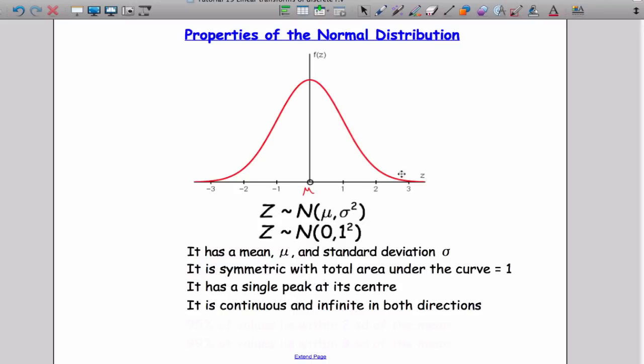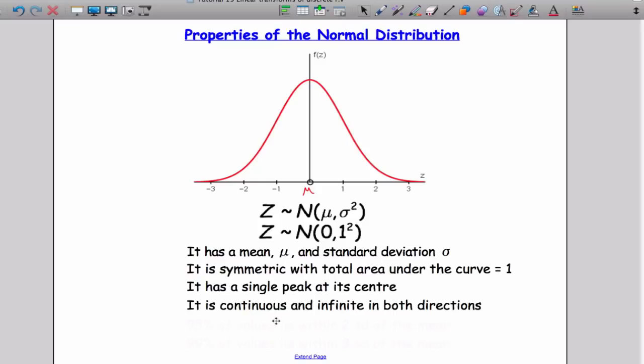So this is what we use to model our continuous random variables, and it's infinite in both directions. It doesn't actually stop here. We'll get infinitely closer to the z-axis in this case, but we'll never actually touch it.